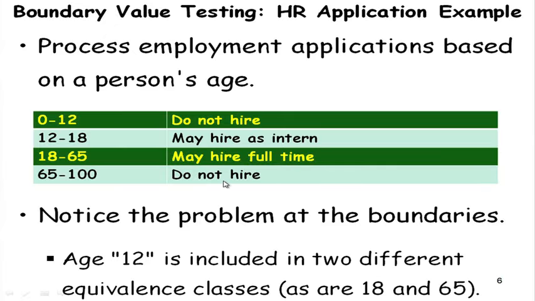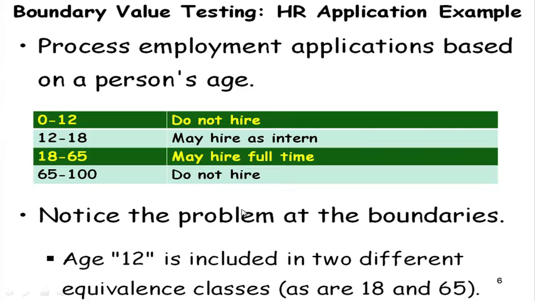Now, let us take some example. Let us say we have an HR application that we have written, and the policy for HR is that if the applicant is between 0 to 12 years age, we do not hire. If the applicant is between 12 to 18 years of age, we can only hire as an intern, and if it is between 18 to 65, we can hire full time, and above 65 we do not hire.